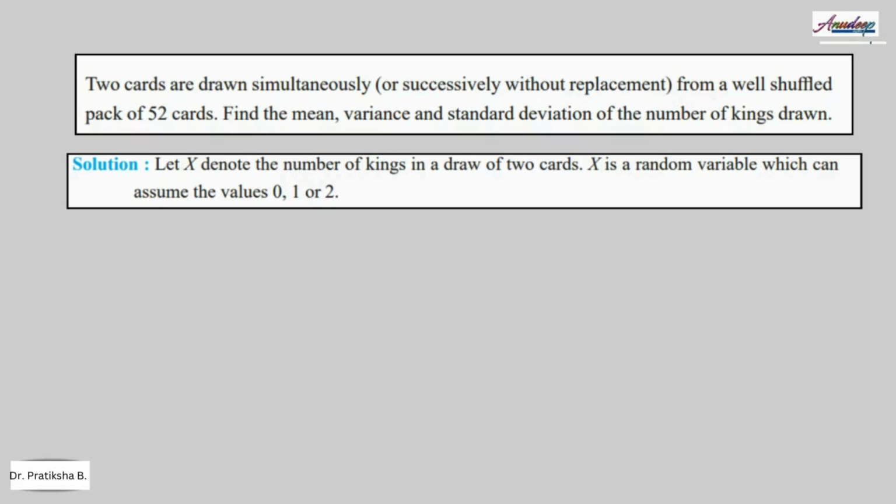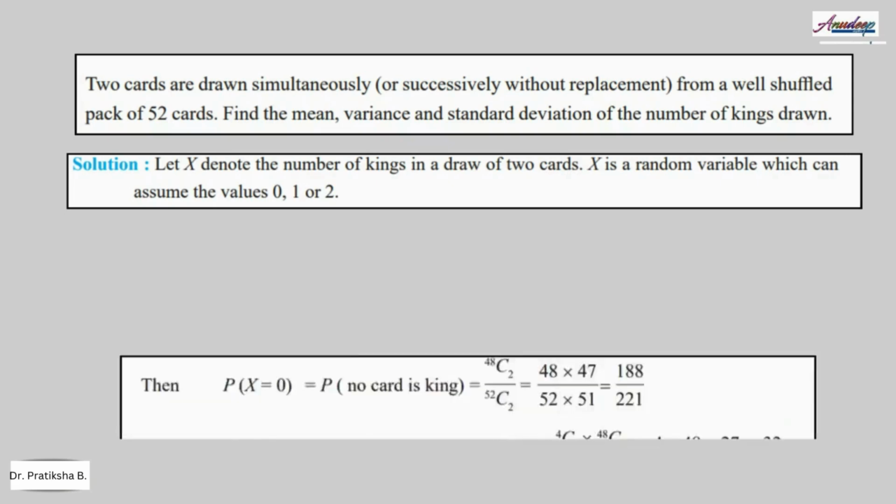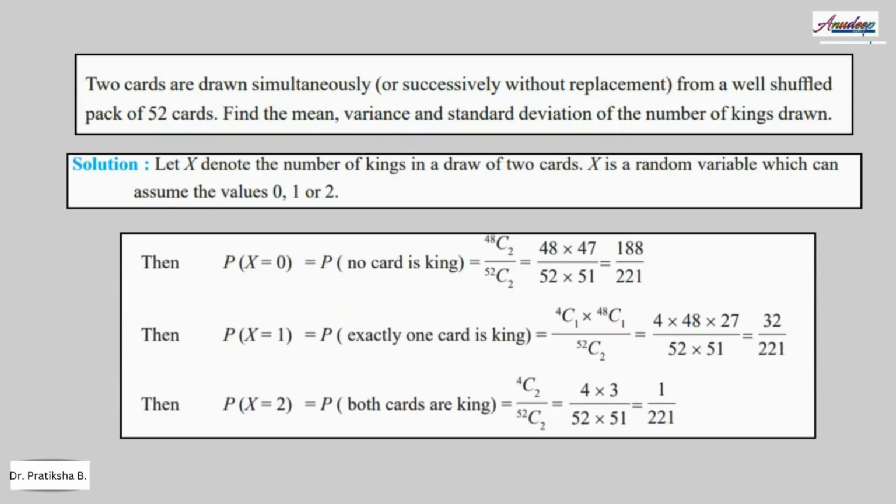So first of all, we want to find out what is the probability distribution function for the given problem, and for that very reason we'll be calculating the probability for the respective value of x. When x takes the value 0, that is no card is king, then out of 52 cards, only 48 cards remain. So we are selecting 2 cards out of 48.